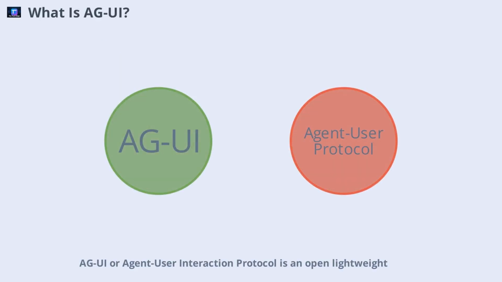AGUI, or Agent User Interaction Protocol, is an open, lightweight, event-based protocol designed to standardize how AI agents connect to user-facing applications. It provides a consistent and flexible way to handle interactions between the agent backend and the front-end user interface. This eliminates the need for every developer to build a custom UI layer from scratch. AGUI ensures that agents can communicate with any compatible front-end, making the development process faster and more reliable. Next, let's see how AGUI fits into the overall agentic stack.